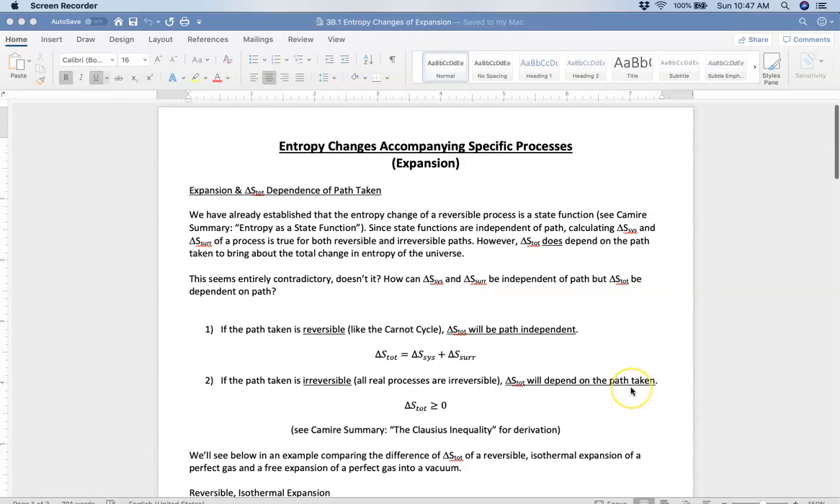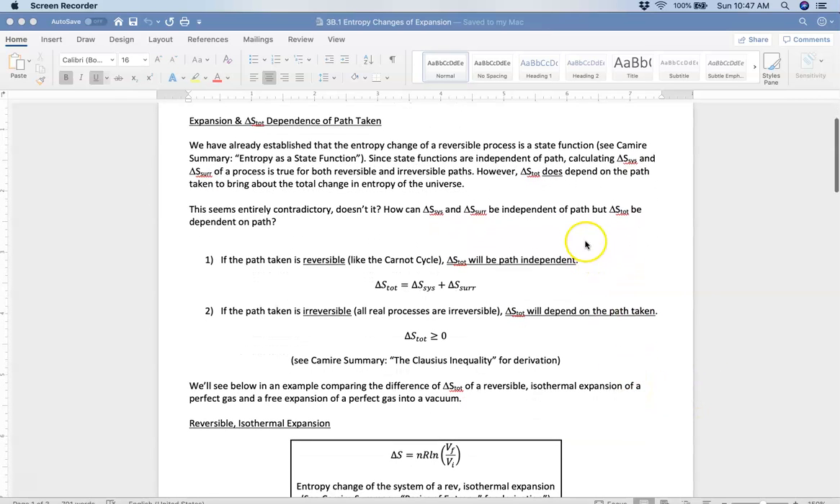But before we can even jump into this discussion, we need to clarify the difference between a reversible and irreversible process and how that affects the calculation of the entropy change of the universe. Using the Carnot cycle, we've already demonstrated that for a reversible process, the change in entropy is a state function. If you'd like to re-see that derivation, I've uploaded the document to EC Learn. You can look up the summary entropy as a state function.